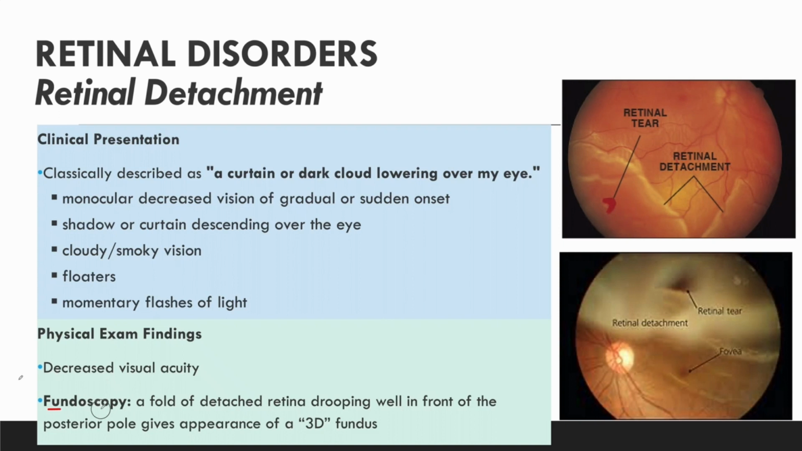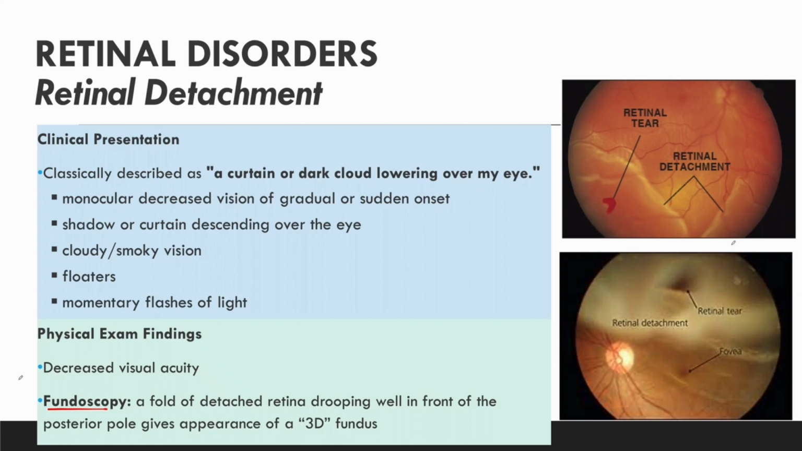So we want a fundoscopy. We want to do it with dilation. We want to look for the folding, tearing, drooping of the fundus of the retina. As you can see, a couple of different depictions. And don't feel bad if when you look at these you don't exactly know what's going on. I'm not going to give you a slide deck of fundoscopic exams and have you tell me exactly what all these little lumps and bumps are, but have an idea of what normal looks like, and comparing it to this you can clearly see that there are abnormalities here.